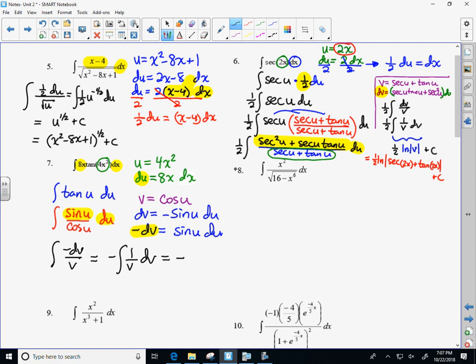So that's negative the natural log of v plus c, with the v being cosine u, and the u being 4x squared. You could also say of secant too.